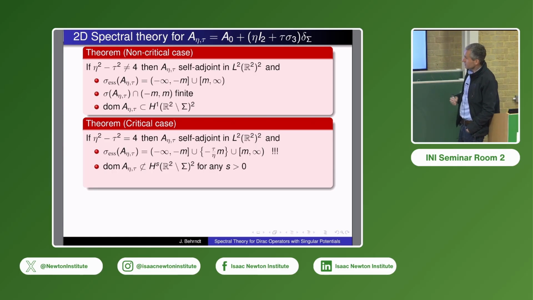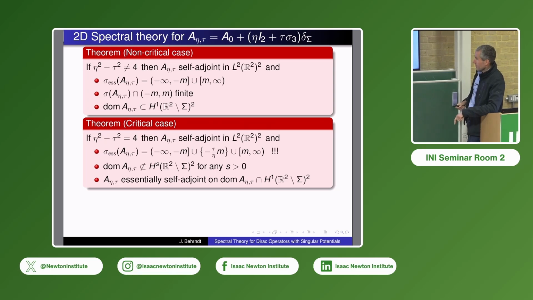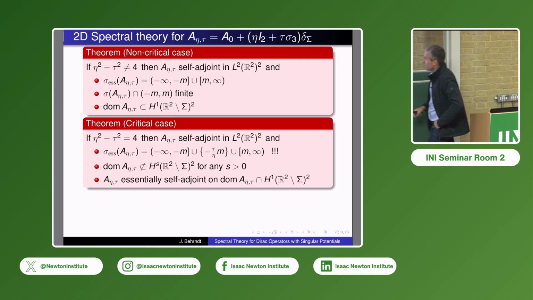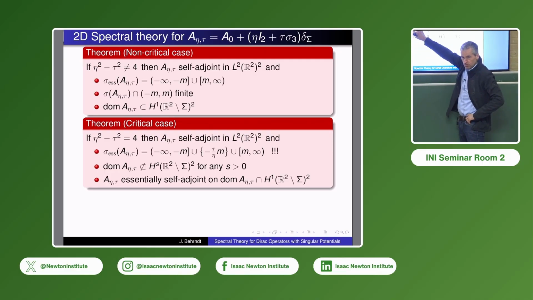There is no Sobolev regularity of positive order up to this loop. Locally, when you are off the loop, of course, H1. But you cannot go to the loop and remain H1 or HS with any positive S. And if you make it smoother, you are just essentially self-adjoint. But the main observation here is this new additional point that appears.